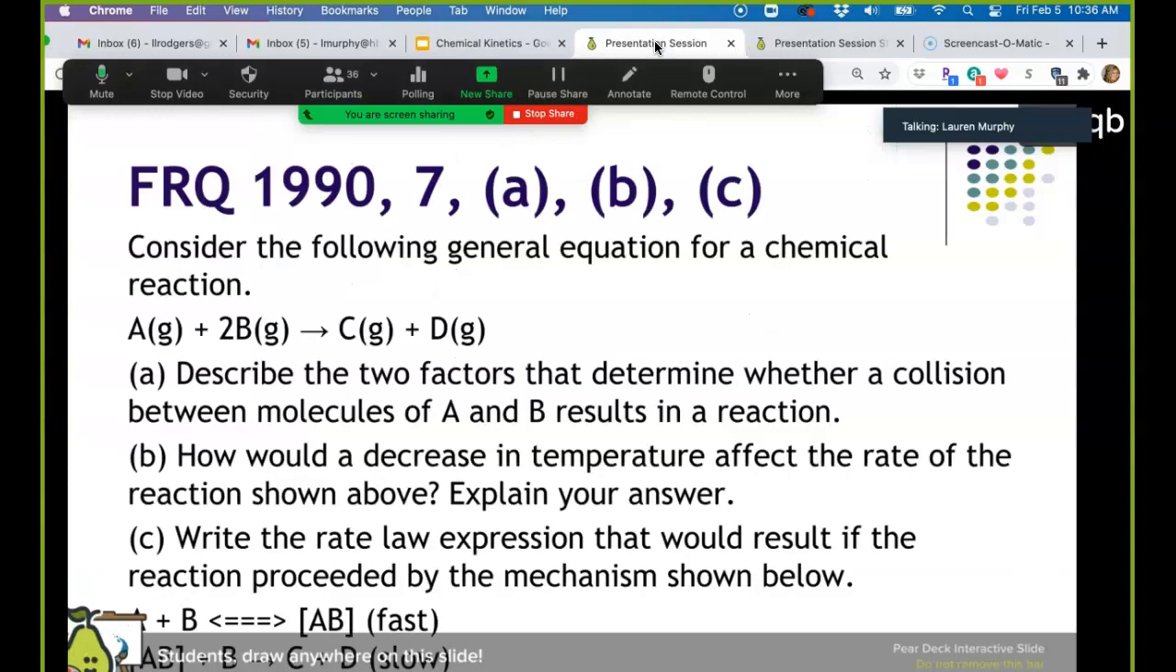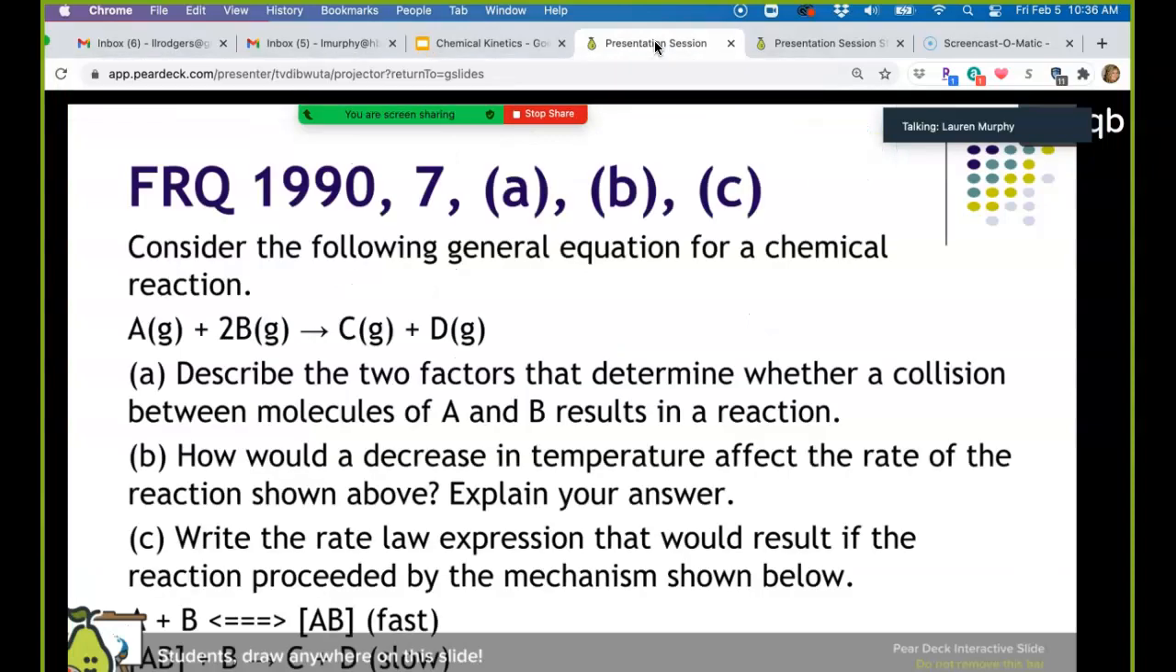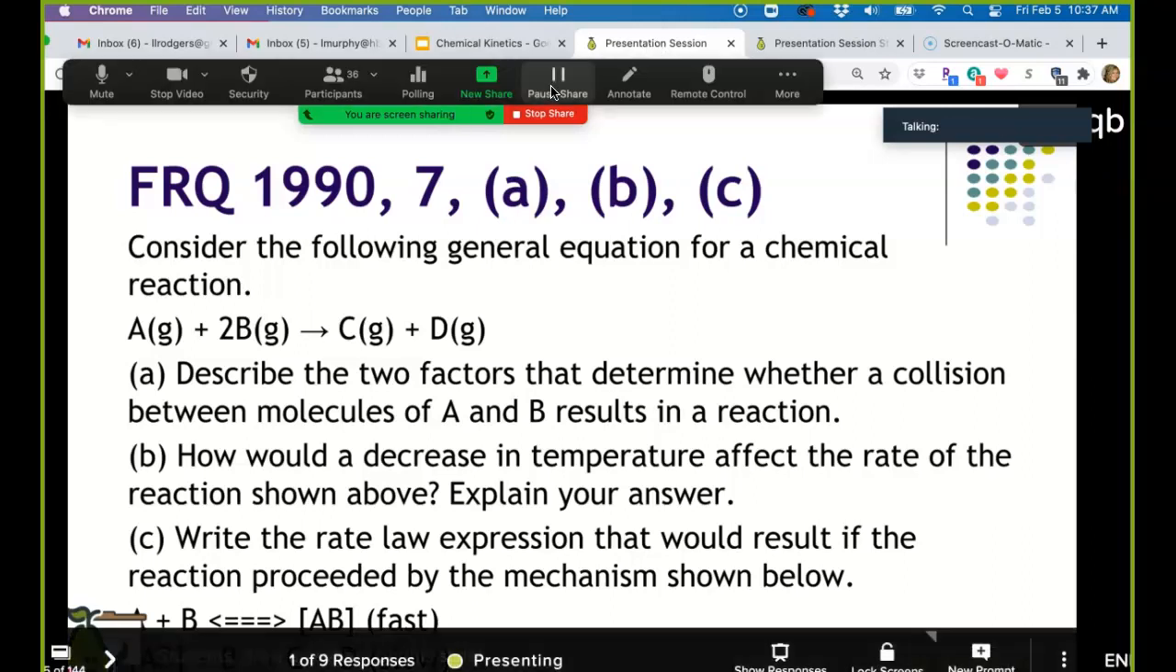Okay, so I would like you to take a couple of minutes to please do this FRQ on your own. The first two parts are prior knowledge that we've already gone over, and part C is what we're doing today. They give you a fake reaction. Obviously, they're just using letters, not chemicals, and they ask you a couple of questions. I'll give you a second to go over that.